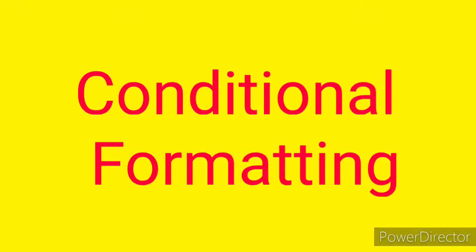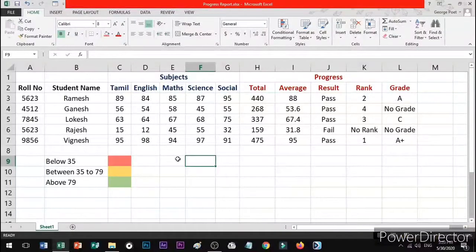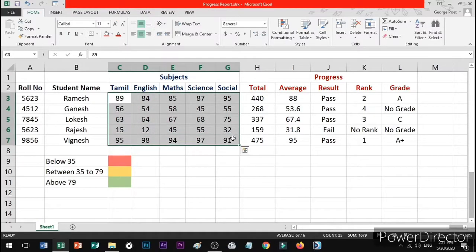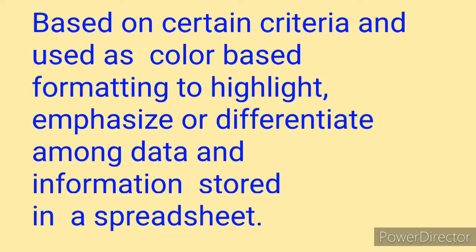We need to create rules or conditions. If those rules are met, the formatting is applied to the cells. It is also based on certain criteria and used as color-based formatting to highlight, emphasize or differentiate among data and information stored in a spreadsheet. Let us understand conditional formatting with the help of an example.